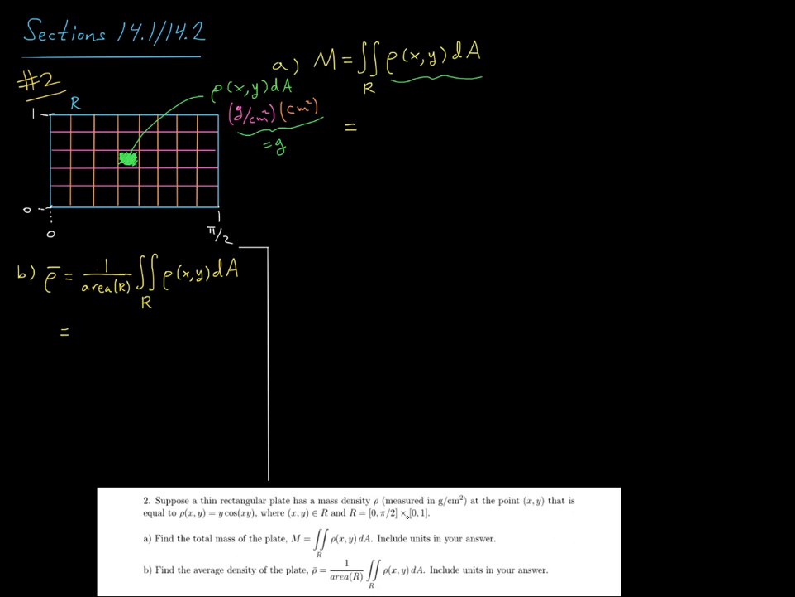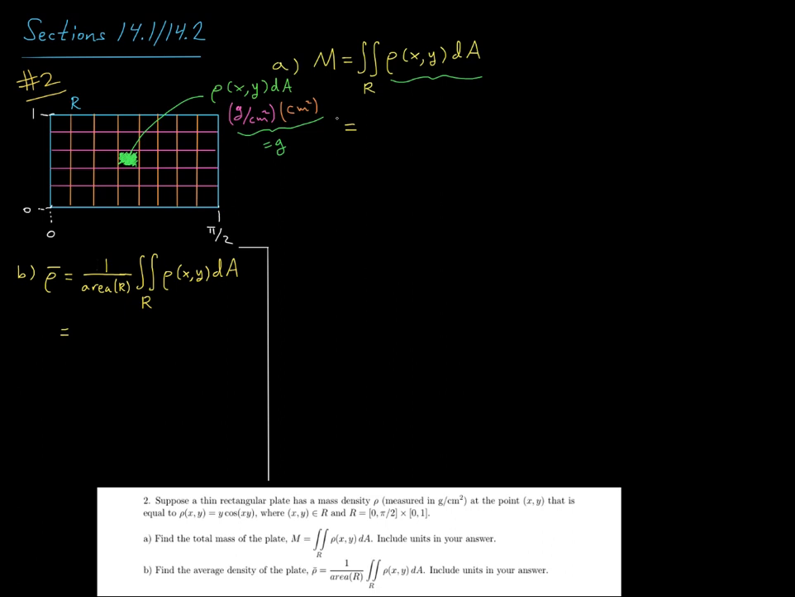And this notation here is saying that the rectangular region here is determined by these bounds on x and y respectively. So x varies from 0 to pi over 2 and y varies from 0 to 1, as you can see up here in this figure. Okay, now part A says find the total mass of the plate m, which is equal to the double integral of our density function over this region R. Include units in your answer.